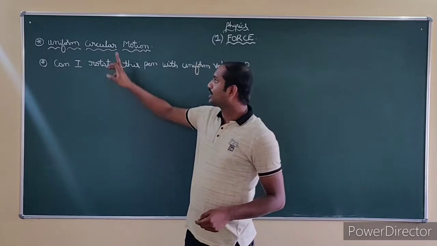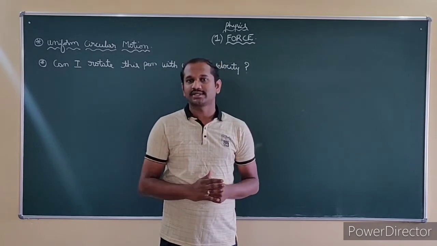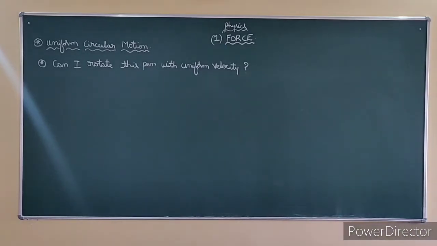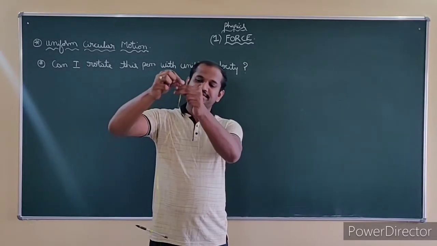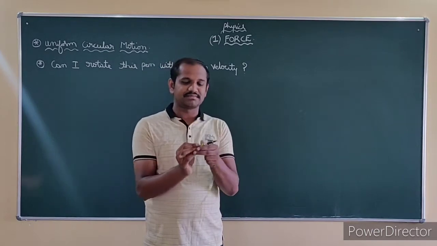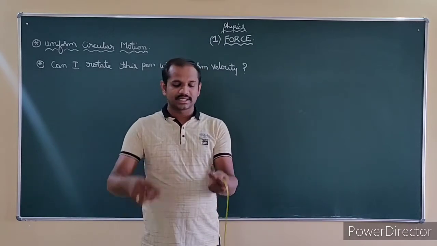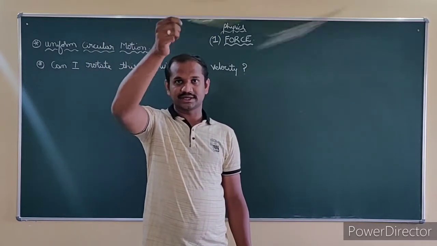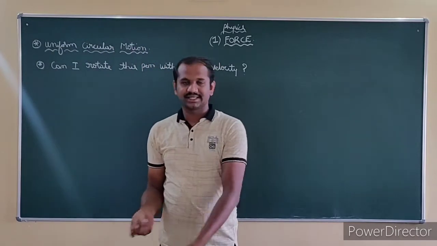Before starting today's topic, uniform circular motion, let me conduct a simple activity to help you understand what uniform circular motion is. See students, this is a thread. To one end of the thread, I have tied my pen, a simple pen. This activity you can even do at home. Now I am holding this thread at one end and start rotating it. Can you see how I am rotating it? Yes, you can rotate it like this, or even in this way.